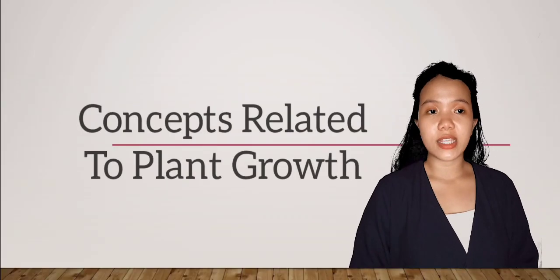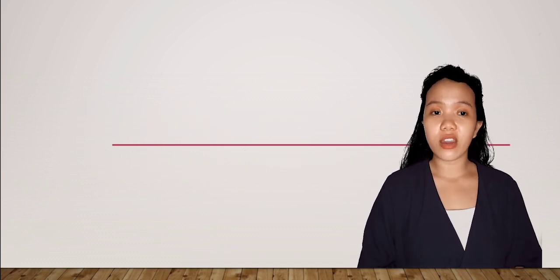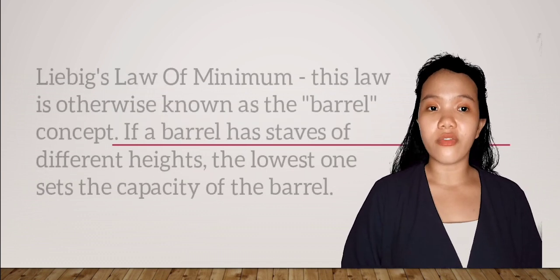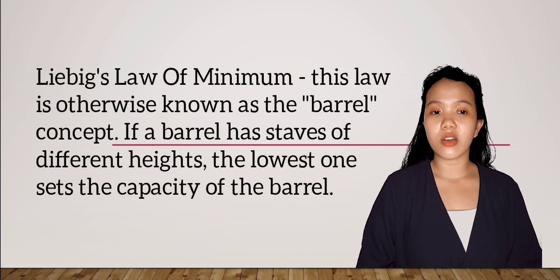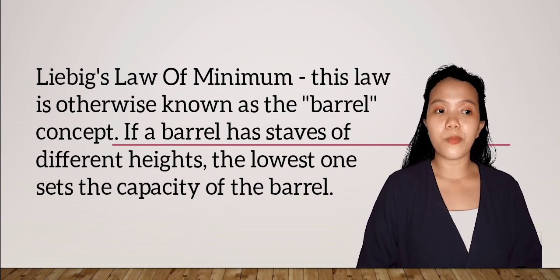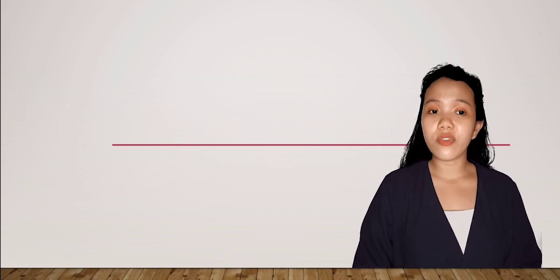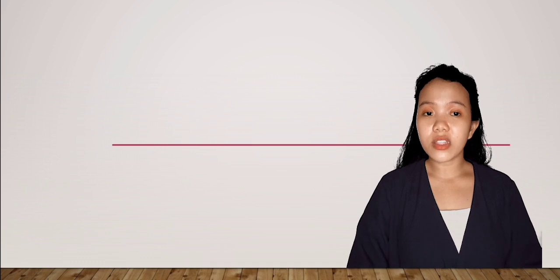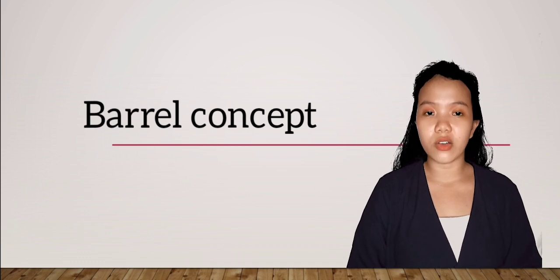Last report is about the concepts related to plant growth. And we have here is the Liebig's law of minimum. This law is otherwise known as the barrel concept. If a barrel has staves of different heights, the lowest one sets the capacity of the barrel. I'll show you some videos of Liebig's law of minimum to understand more about the barrel concept.